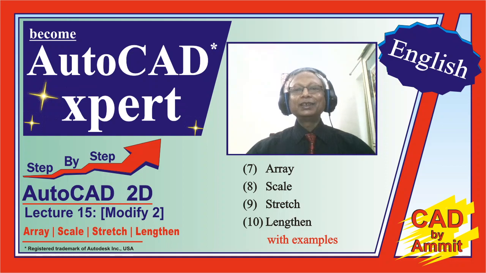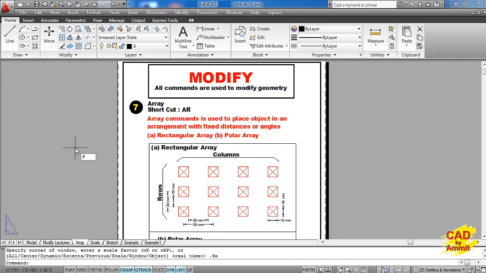So let's get started. The 7th command is array command. The shortcut is AR. Array command is used to place object in an arrangement with fixed distances or angles. We have 2 types of arrays, A, rectangular array, B, polar array. So let's see the rectangular array first.